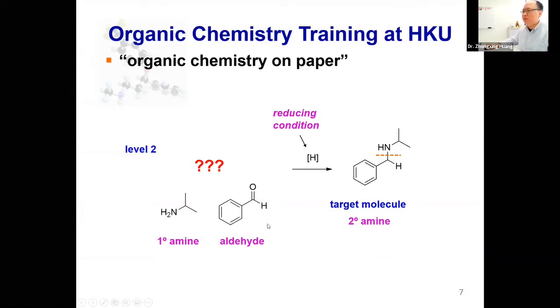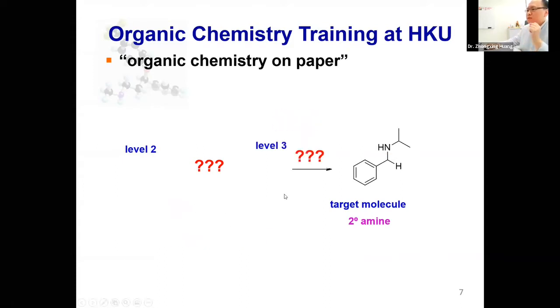Because you learned that under reducing conditions, we can make secondary amine from primary amine and aldehydes, you are supposed to write the structures of the starting material. Okay, that's the second level. So what's the third level?